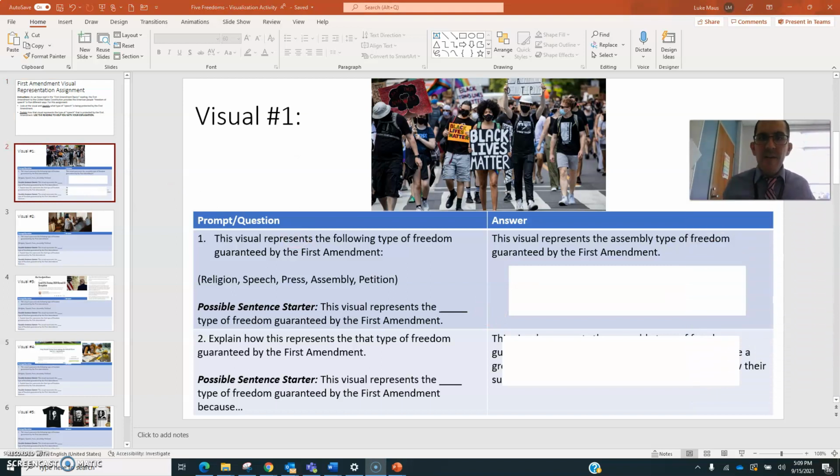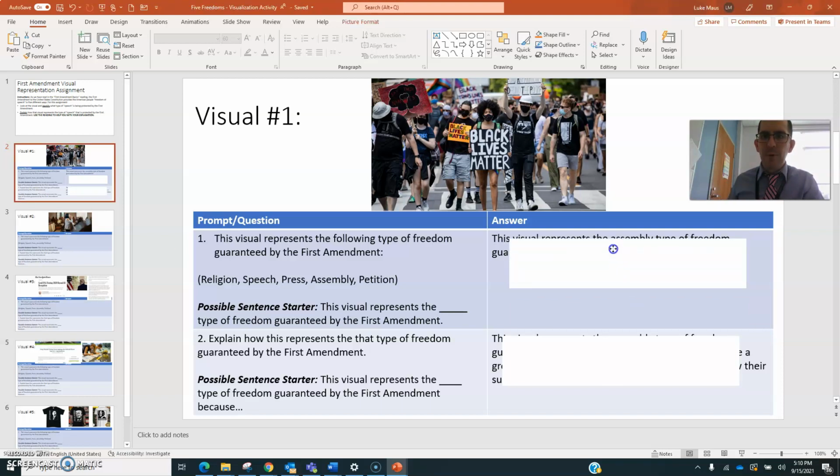All right, so we can see visual number 1. That's this picture right here. You can see on the left-hand side of the screen, we have a prompt or a question. And on the right-hand side of the screen is where we're going to be able to answer our prompt or question. So let's take a look.